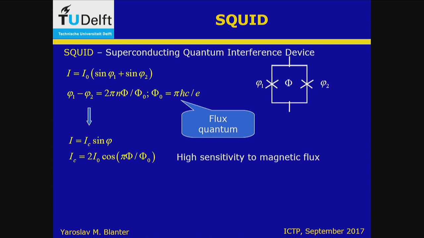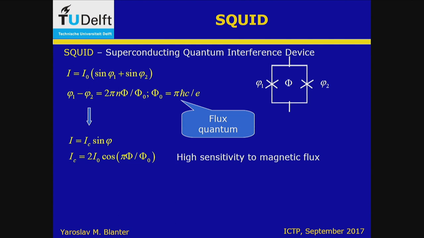Okay, now if you plug it in, that's the expression which we get for the current. So this phi is phi 1 plus phi 2 over 2. I should have it on the slide. So it acts like a Josephson junction. It's proportional to the sine of the phase times some amplitude. And this amplitude is 2 times the critical current of a junction times cosine of pi times phi divided by phi naught.